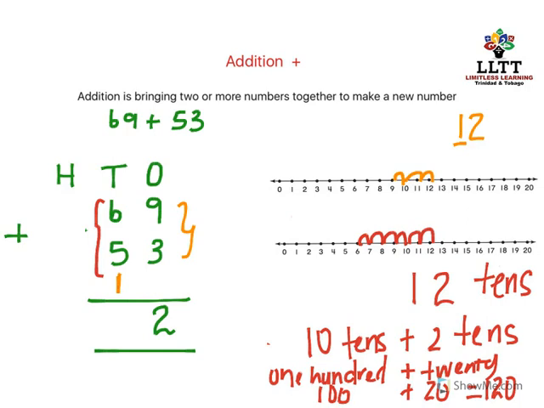That's 120, which is 100. And 20 is 2 tens and 0 ones. So my 1 digit isn't affected. So I end up with 122 as my final answer.